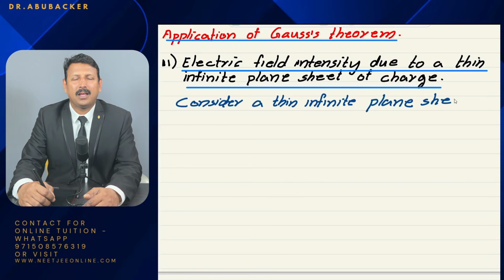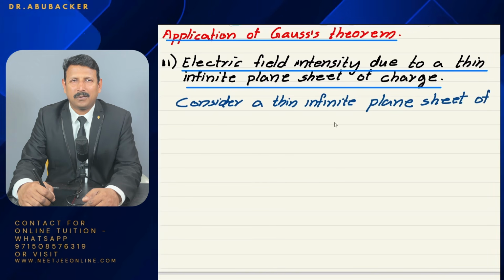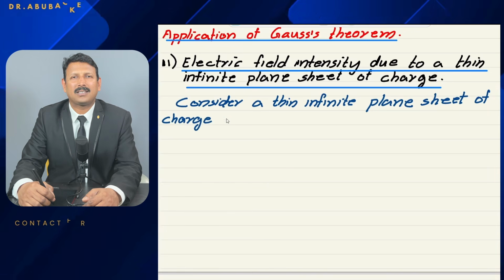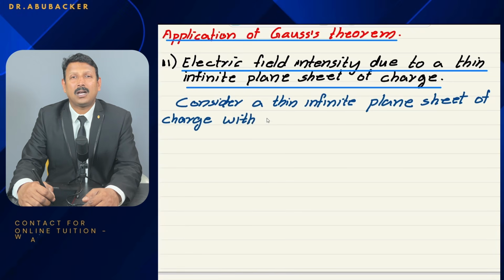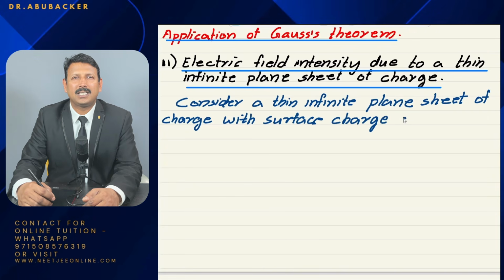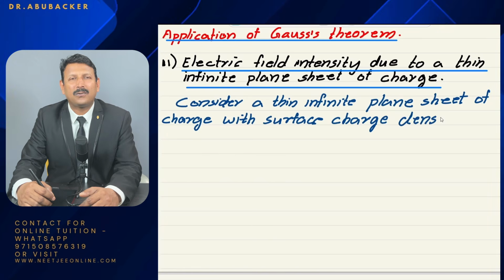Many times asked in the board paper. If you look into any previous year's board paper, you will see this one: state and prove Gauss's theorem. Also apply Gauss's theorem to find the electric field due to, sometimes a sheet, sometimes a thin wire, sometimes a shell. This is the explanation of the sheet.